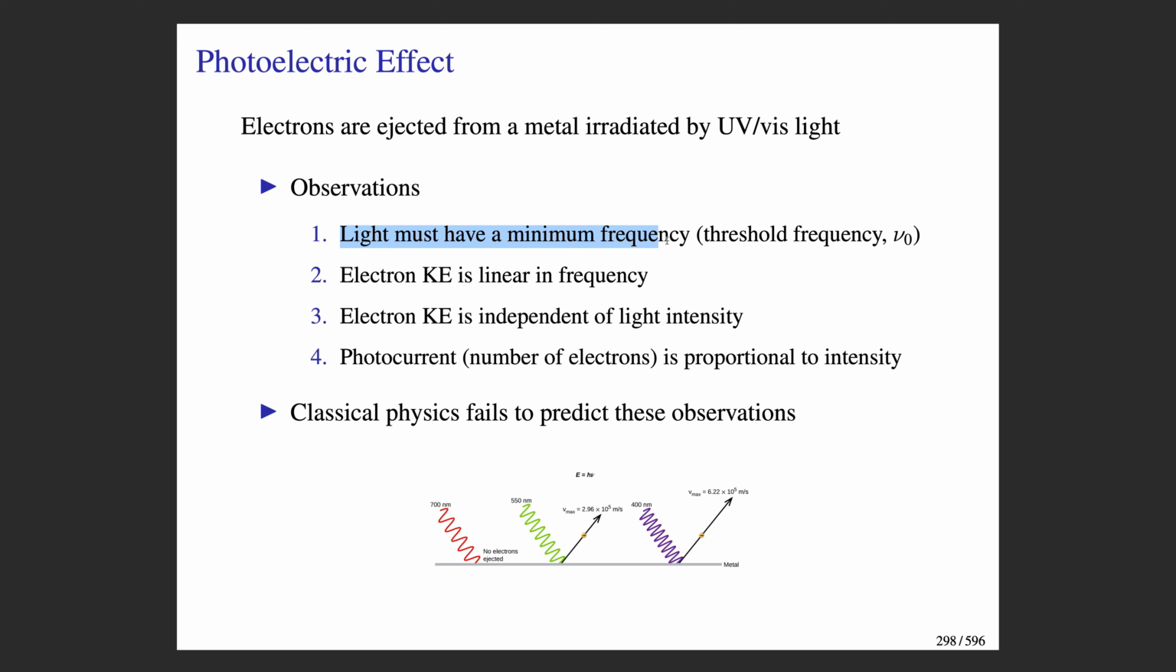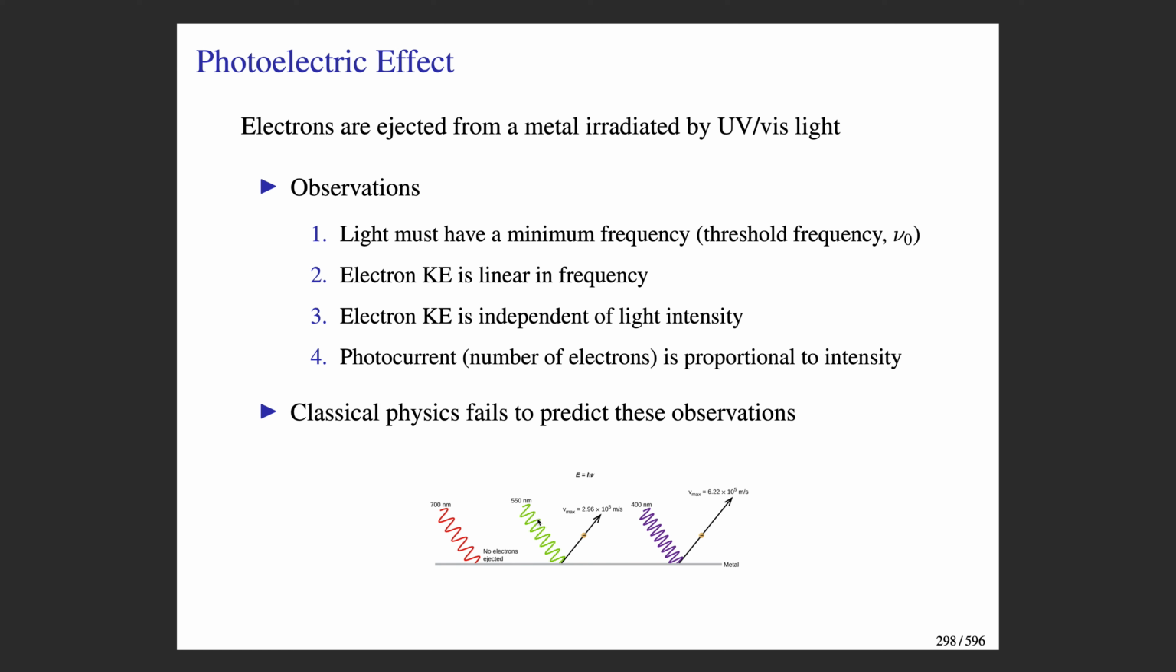The light must have some minimum threshold frequency in order to observe the photoelectric effect. That's illustrated here in the figure. Here we have light with a wavelength corresponding to red light, and the frequency of the light is insufficiently large to observe the photoelectric effect.